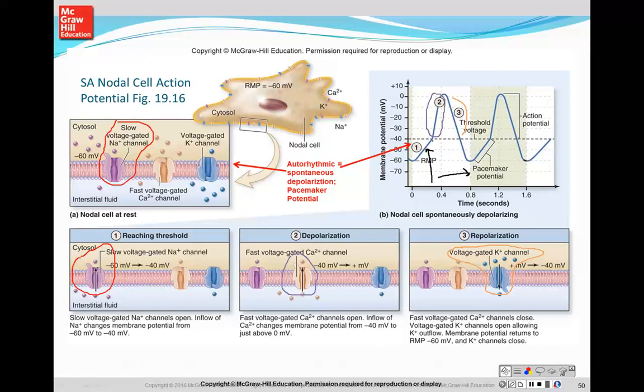Spontaneously, this SA node will reach threshold on its own. We don't need any outside influence to do that. And we're able to do that because there are special sodium channels that will spontaneously open, as you can see here, and allow sodium to actually move in.